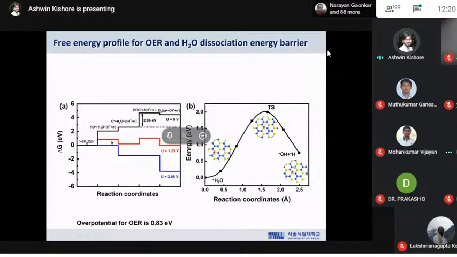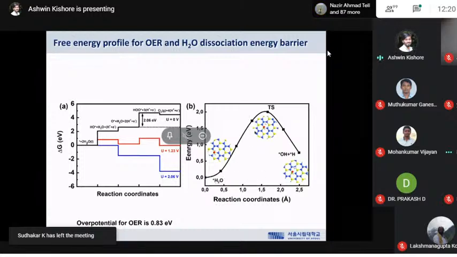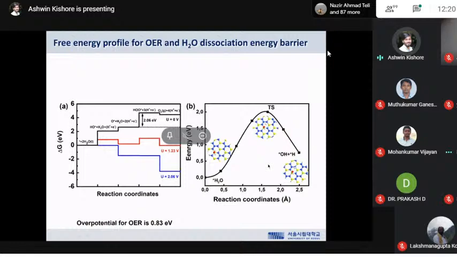So in order to check the barrier, we have calculated the barrier energy using the nudged elastic band method, like extracting a proton from water, and the energy barrier is around 2 electron volt, whereas the barrier of the free energy is around 2.06 electron volt. So this energy barrier does not affect the overall overpotential of oxygen evolution reaction.